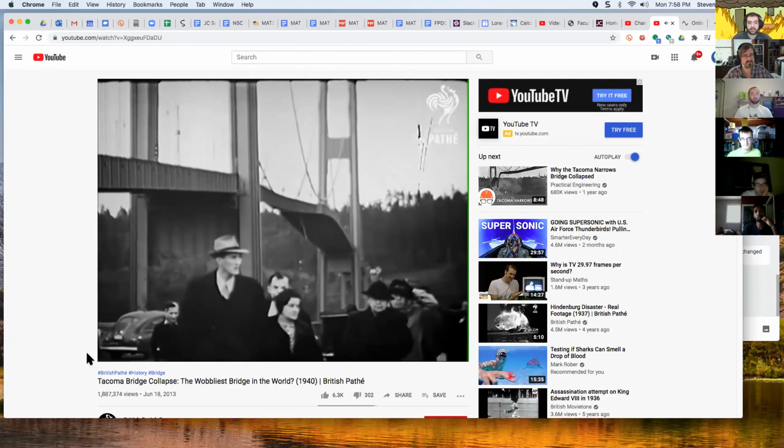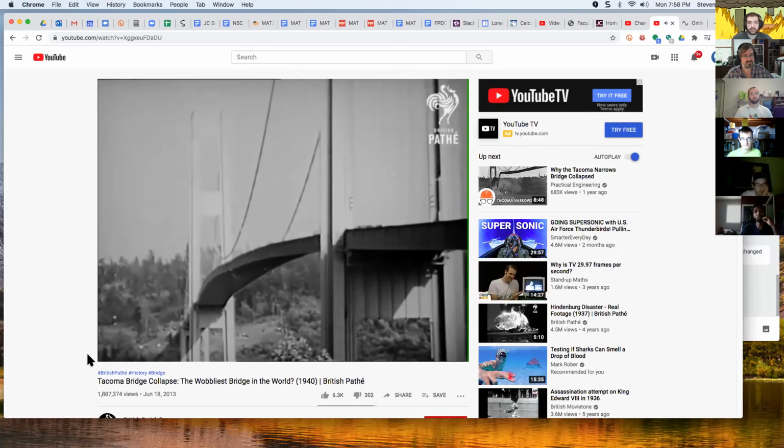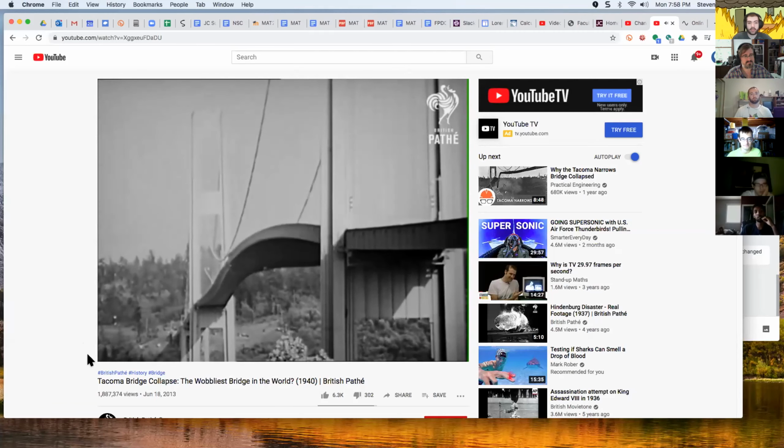Only a 35-mile-an-hour wind is blowing, but this apparently sets up a rhythmic swinging of the bridge, which increases with each swing.